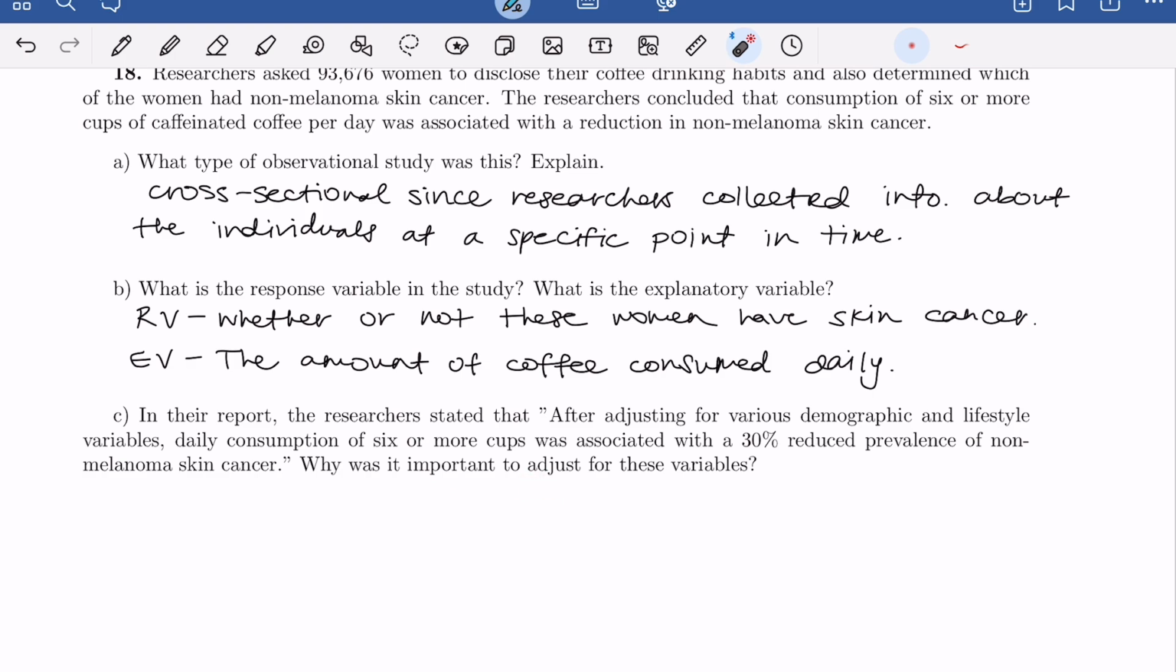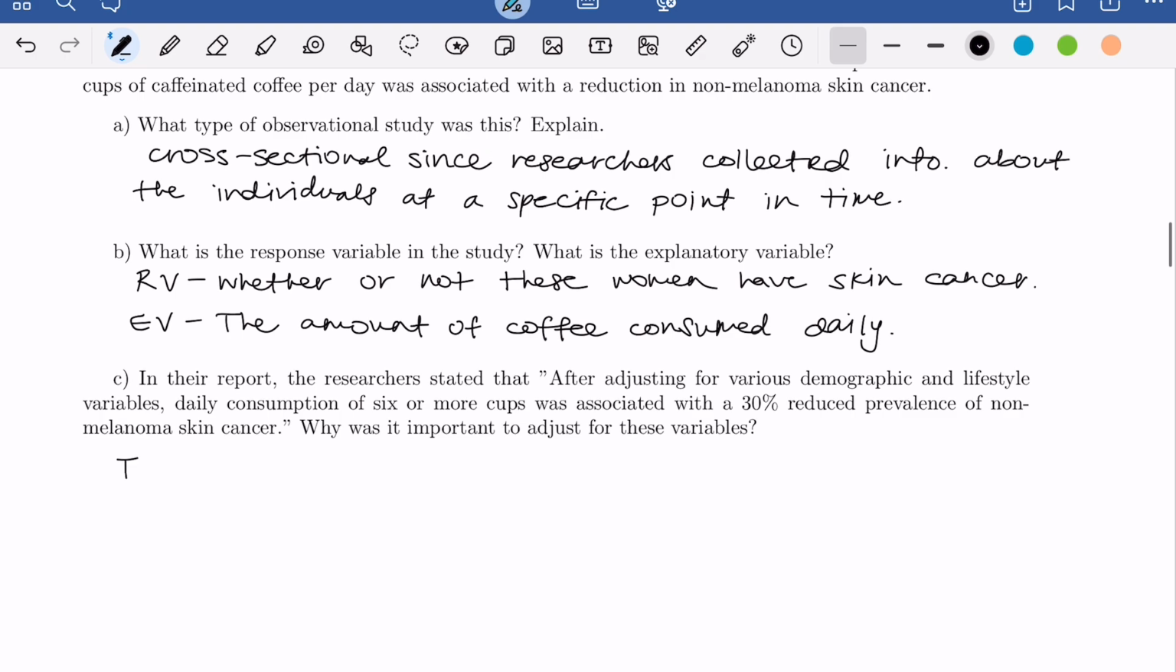Now, the adjustment was needed for these variables as these other outside variables could influence both coffee consumption and skin cancer risk. For example, maybe if you are older and have a more demanding job, your coffee consumption is going to increase. So we'll write this down here.